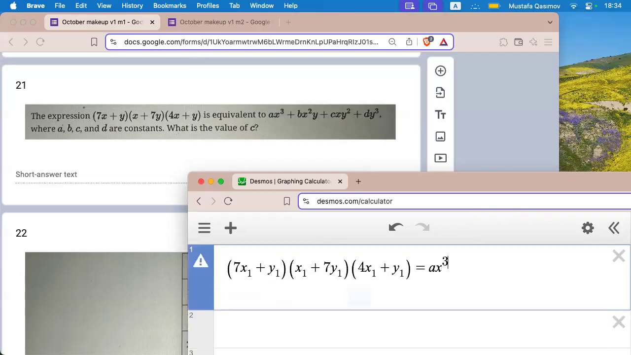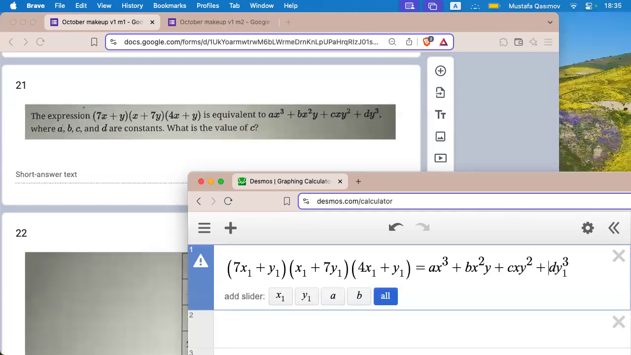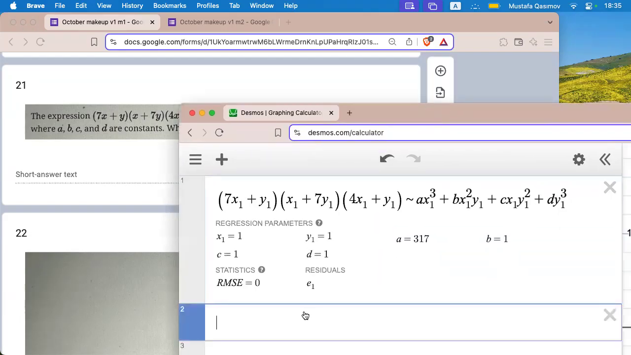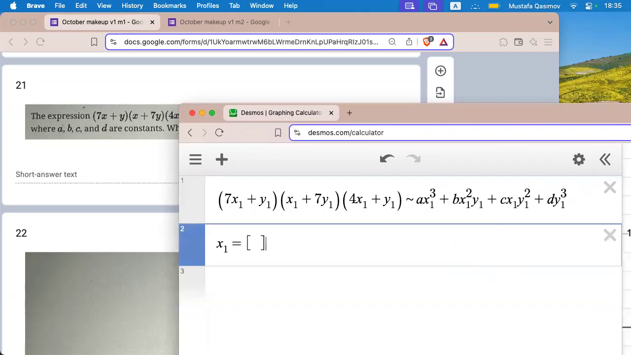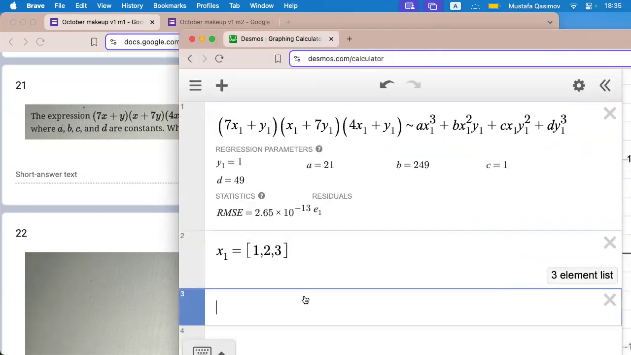Okay, ax cube plus bx square y plus cx y square plus dy cube. 1, 1, 1, 1. And wait. Okay, and let's write here x1 is equal to 1, 2, 3. And y1 is equal to again 1, 2, 3.